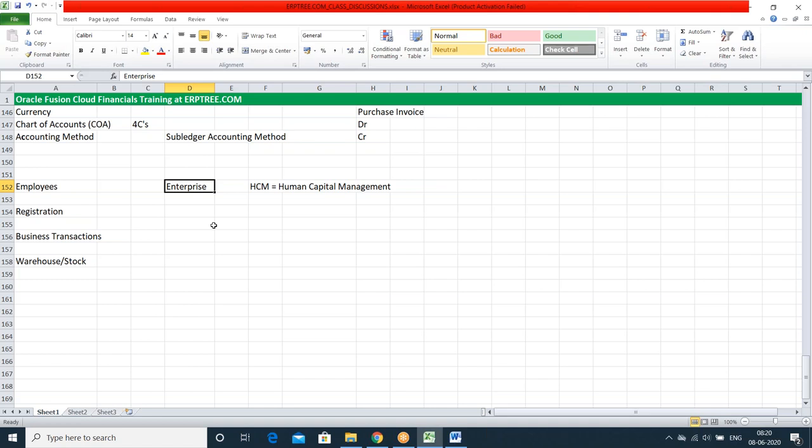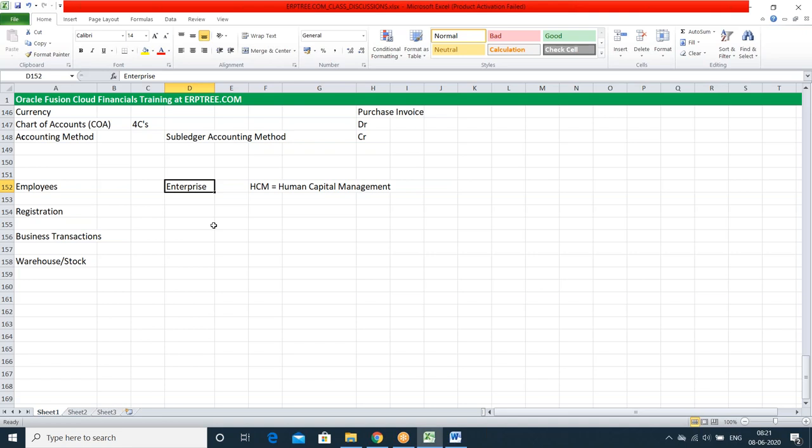So by using the different HCM applications, we can maintain the employee and run employee related payrolls. And there are many other activities where employees are involved with respect to organization process. So all the activities related information we can maintain by using HCM application. Those HCM applications we maintain with the logic of enterprise. So employees information you can maintain in the system with the concept called enterprise.